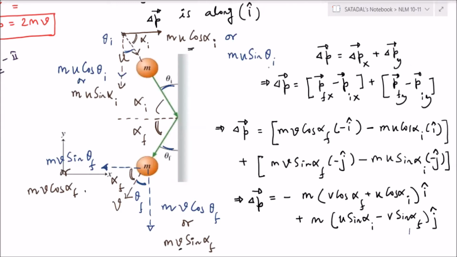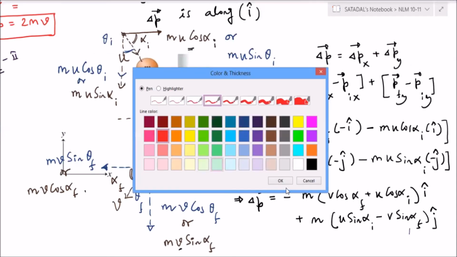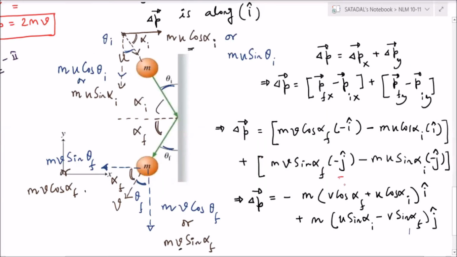Yes Altaf, tell me. Sir, explain this last second step, sir. Which one? This one? mv sine alpha is that one. That one is along y only, no? Initial y is this component, final y is this component. So final minus initial. In both cases the direction is along minus j cap. Okay, sir. Okay, right? Fine.